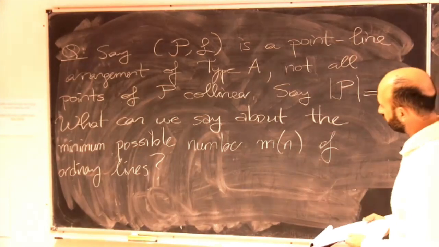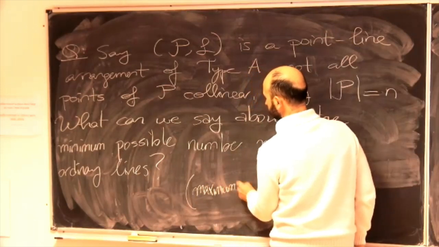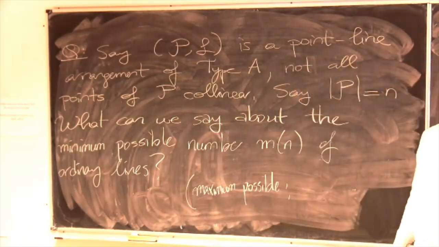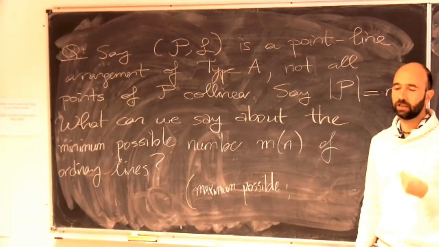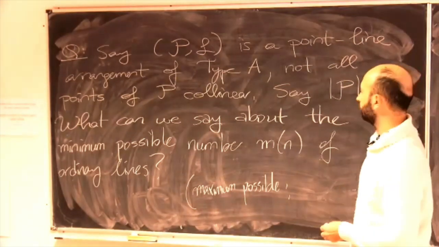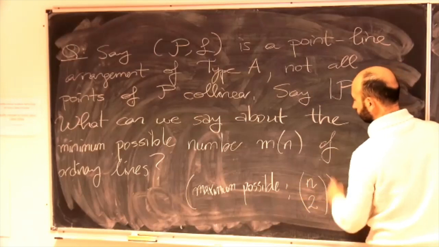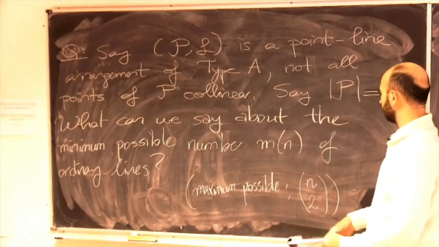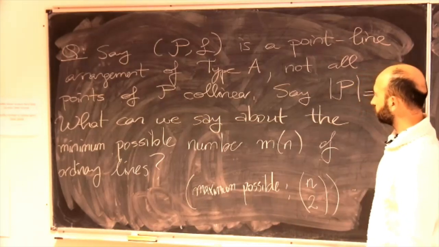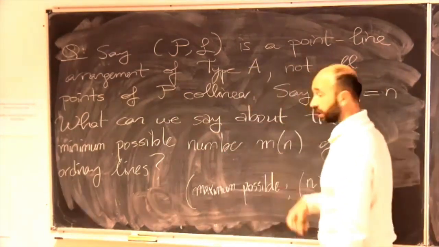Well, just for a comment, the maximum possible is an easy question. This is when no three points of P are collinear, and therefore any connecting line is an ordinary line. Then you should just count the number of pairs of points, which is n choose 2, so roughly n squared over 2. That's the maximum possible number, but this is not a very interesting question, while the minimum possible number is fairly interesting. So far, we just know that this m_n is at least 1.